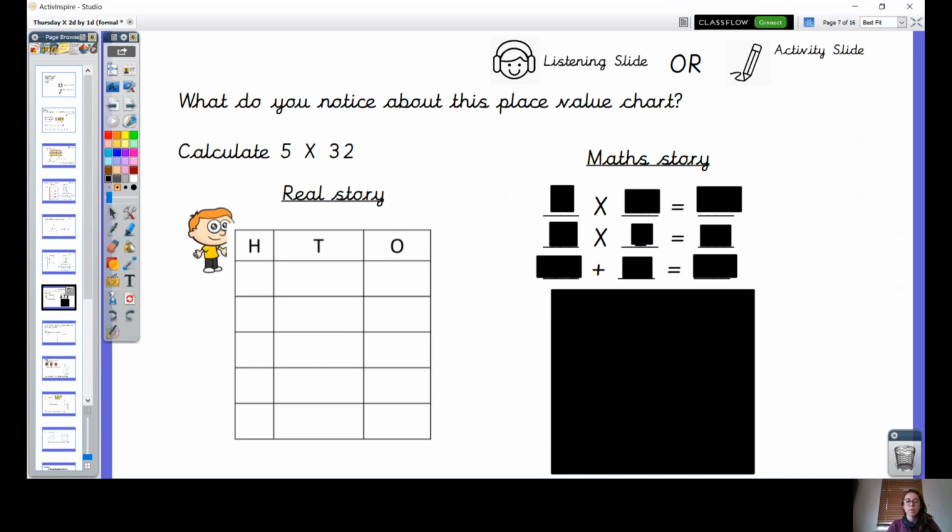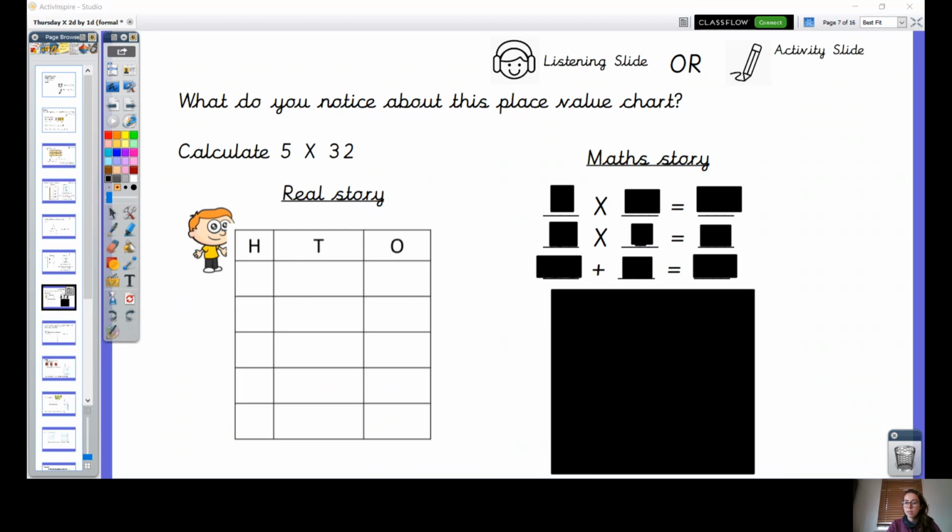Now, I want to know, what do you notice about this place value chart? There's something different with this one. Have a think. Yeah, so this time we've got a hundreds column there. Sometimes in our calculations, we're going to need to exchange into a hundreds column. I'm going to show you exactly how to do that today. So our calculation is 5 times 32.